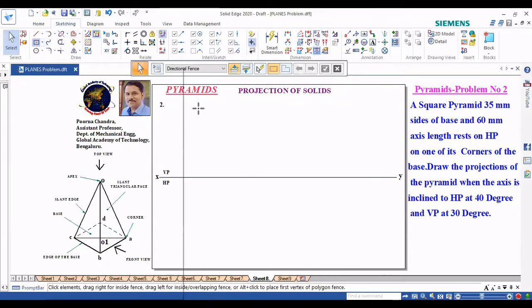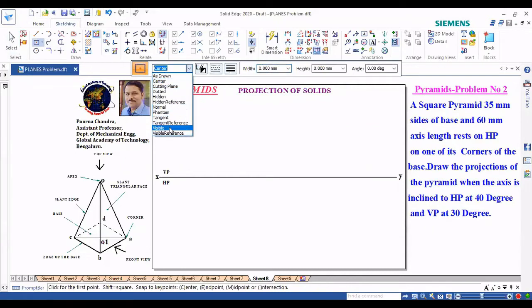First I will draw a square. For the top view, the dimension given is 35 mm, so we go for 35, 35. Since it is resting on one of its corners, I can give an angle of 45 degrees. So I get the corner resting here.